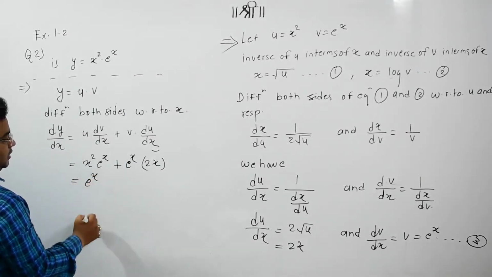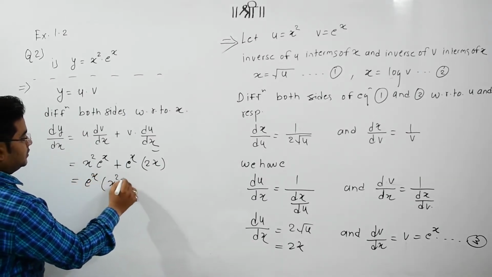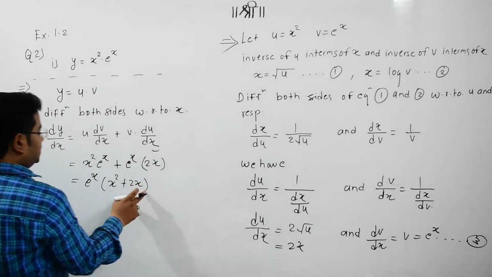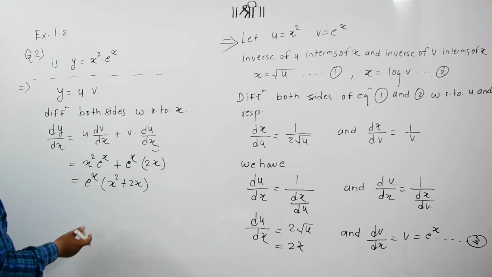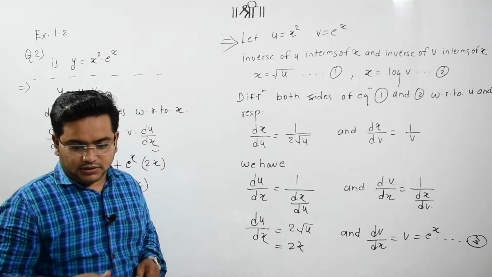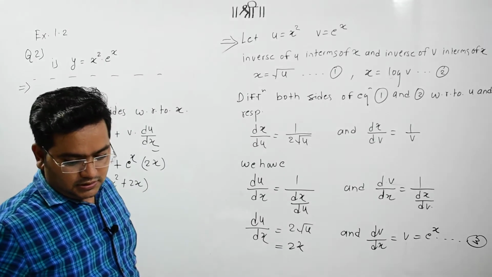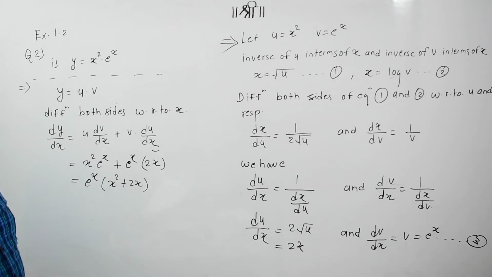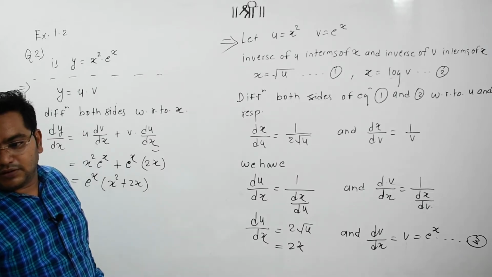e raised to x common, in bracket x square plus 2x. It can be written in this form also. x is also common, so can we take it common? Yes, you can take it common, but the answer is this. Hope we are correct up to this point. So this was the answer found by me. Now they are asking you in different terms. What is the most important pattern and how are we working on this pattern?